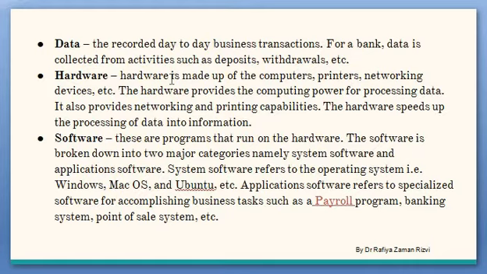Okay. Then software. Software is the set of instructions that help the hardware to run. So the software is broken down into 2 major categories. We have discussed this. There's system software and application software.